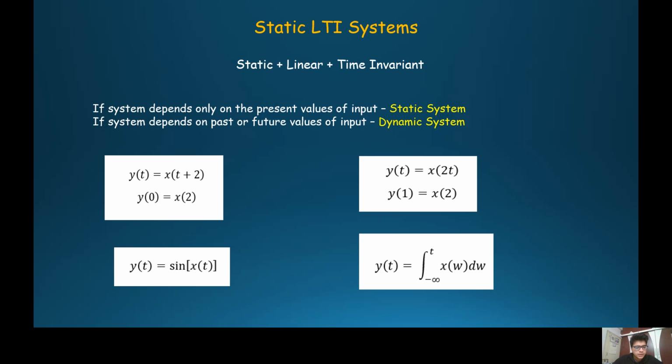In the third example, we have y(t) equal to sine of x(t). We do not need to see whether it is static or dynamic, since this system relationship is not linear in nature. And in the fourth example, we have y(t) equal to the integral from minus infinity to t of x(w) dw. We know that integration is the summation of area under the curve, and for calculation of the present value of output, we need to take into account the previous values of input. So we cannot say that this is a static system, as past values are also coming into it. Hence, it is not a static LTI system.